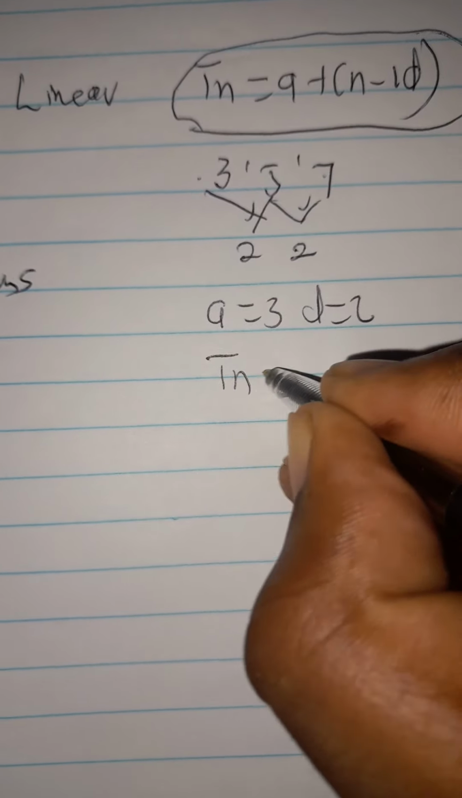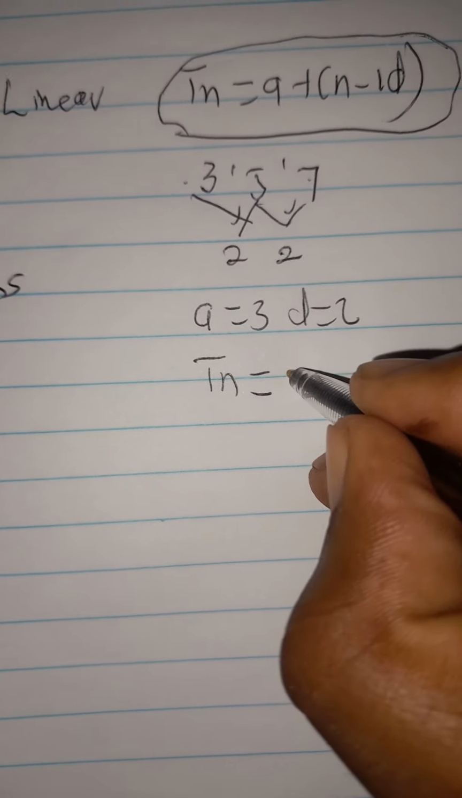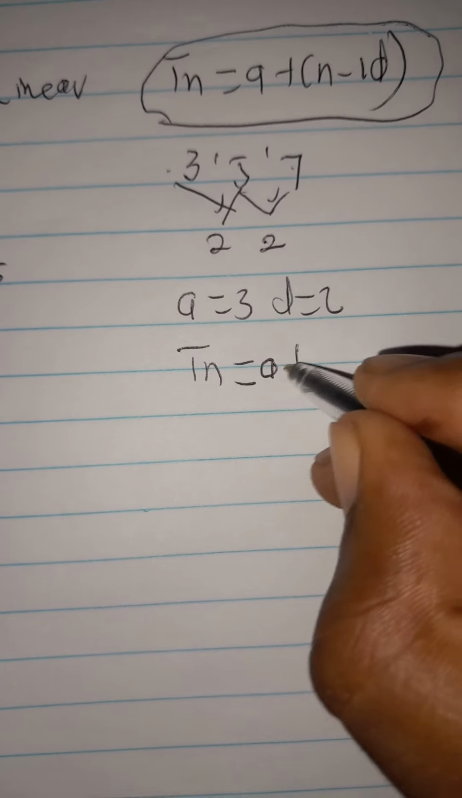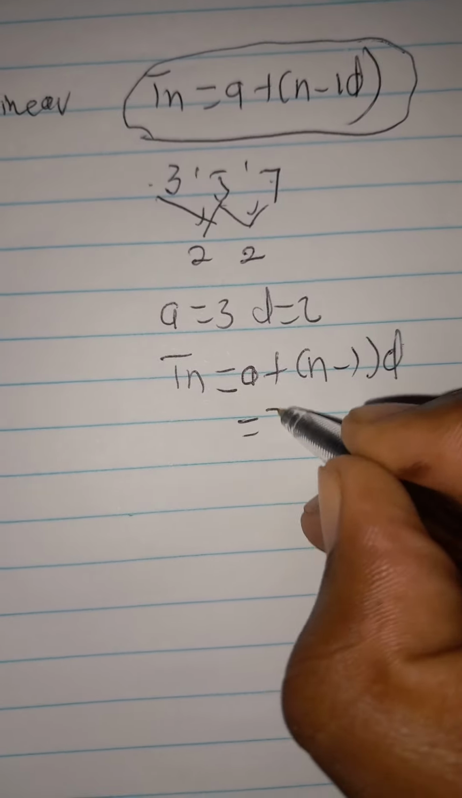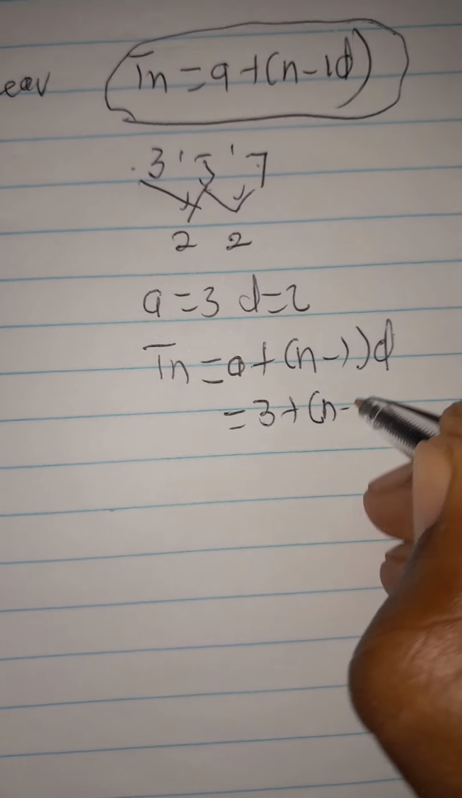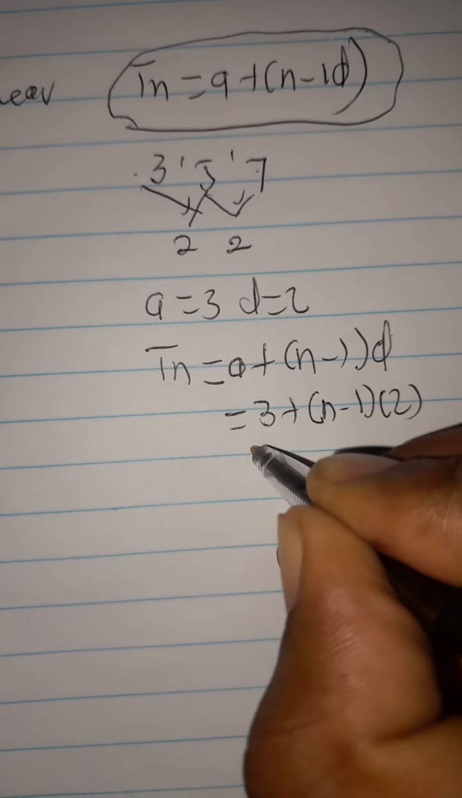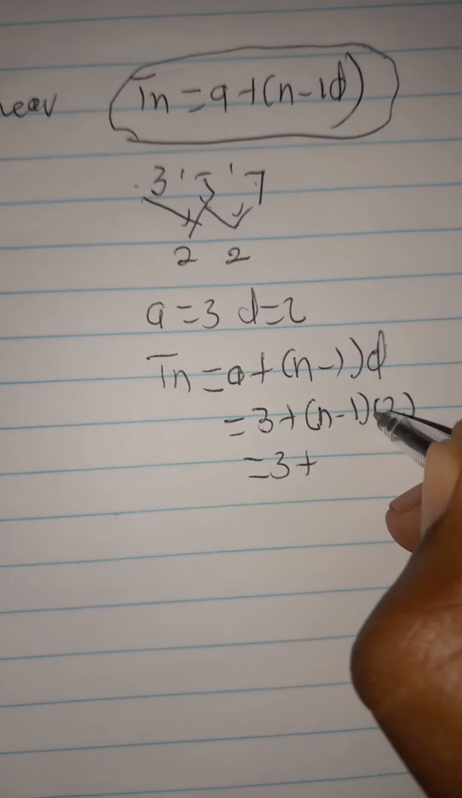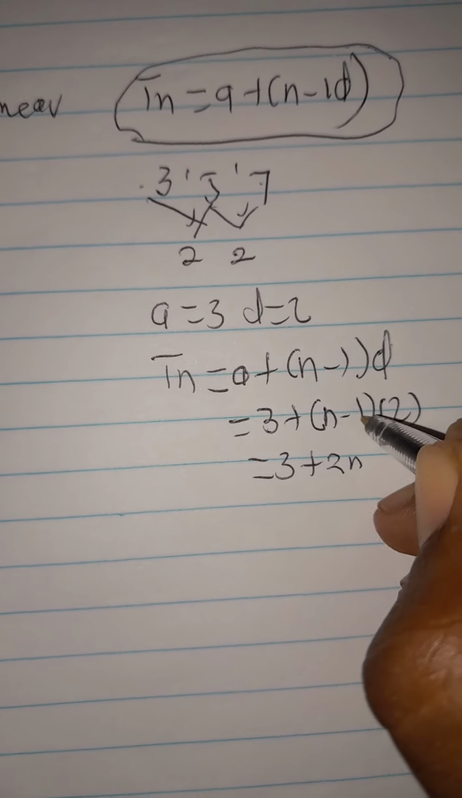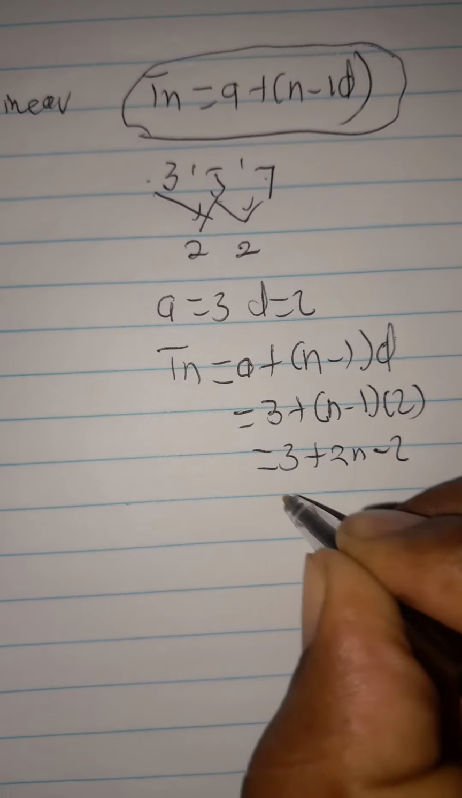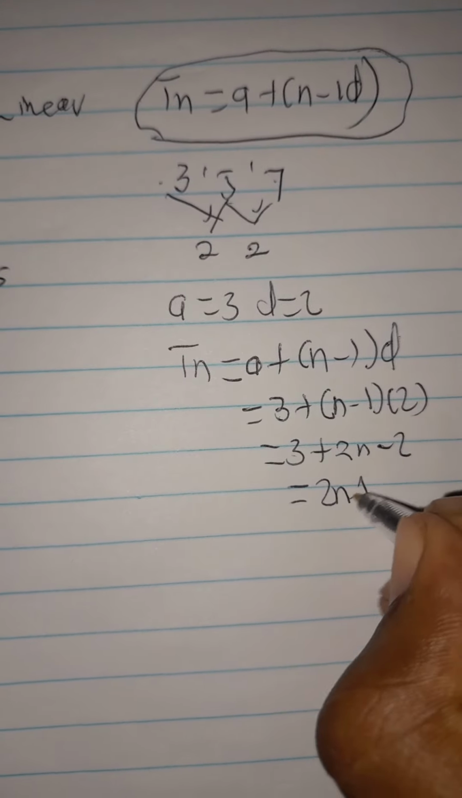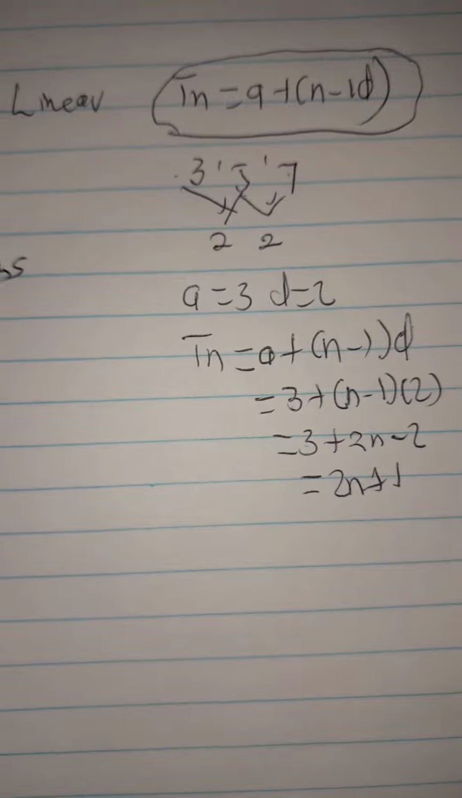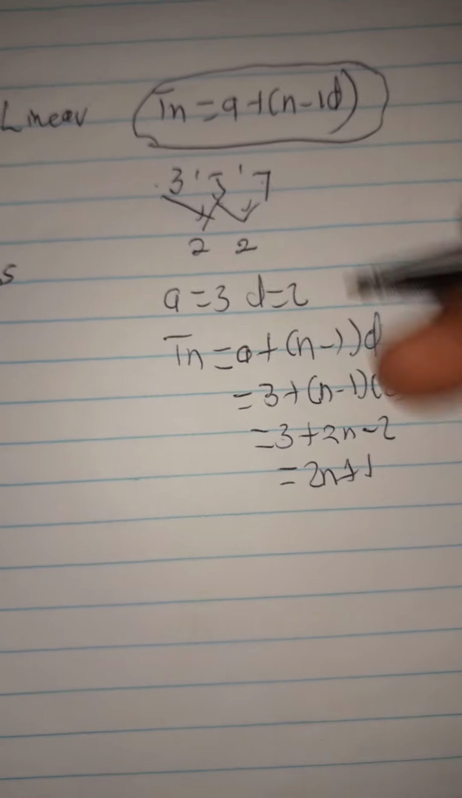So when they ask you to find a general term or the rule of an equation, you should use this formula. So you could say where there is a, you should put 3 there. Where there is d, you should put 2. Therefore, this will be 3 + 2(n - 1). 2 times n is 2n, and 2 times negative 1 is negative 2. Then this will be 2n, 3 minus 2, this will be 2n + 1. Right. So that's how you can work.